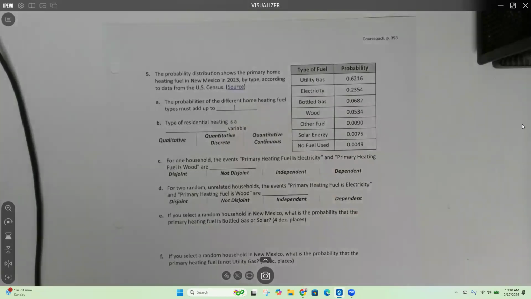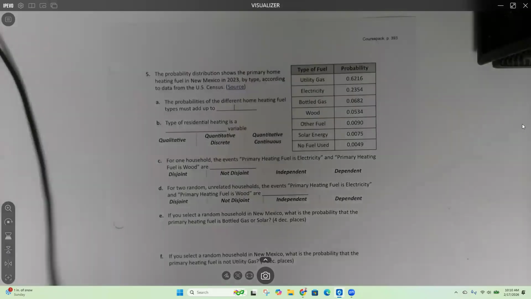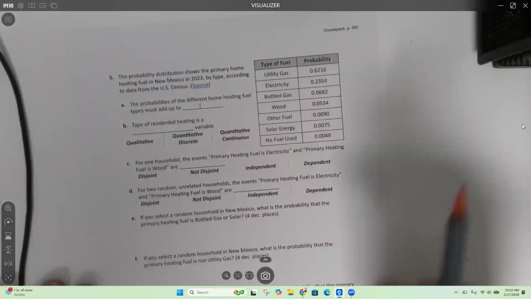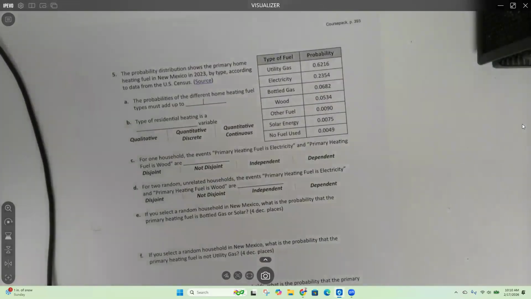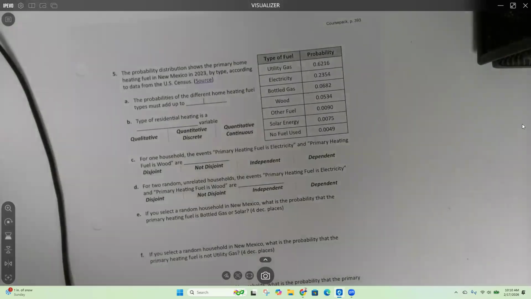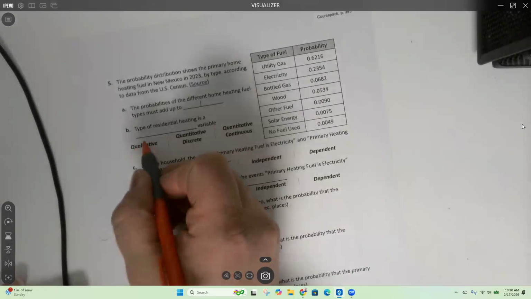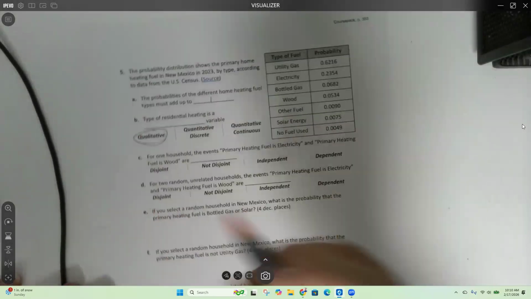Type of heating fuel is qualitative, quantitative discrete, or quantitative continuous. Qualitative. Rachel says qualitative. Agree, disagree, same answer, different answer? What do you think? Good. You guys got it. It is qualitative, because these are all words. Okay. If I asked you what your heating type was, it's words.